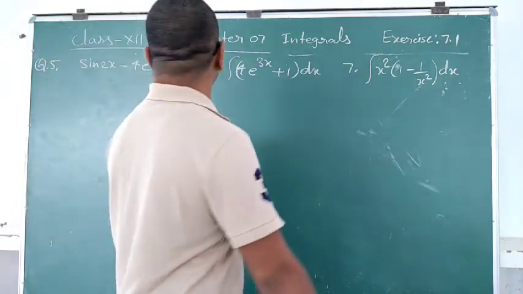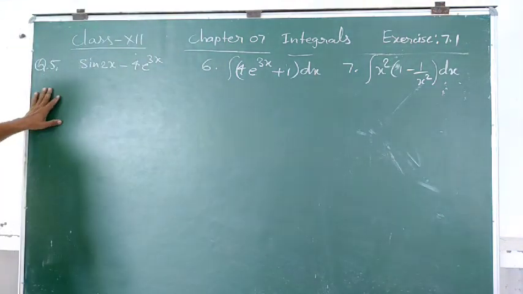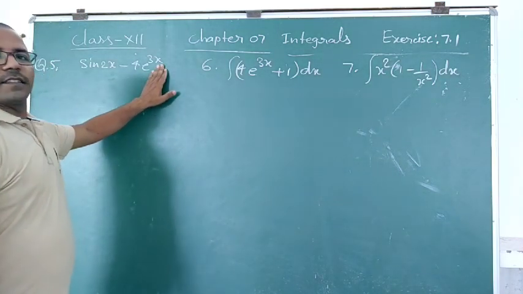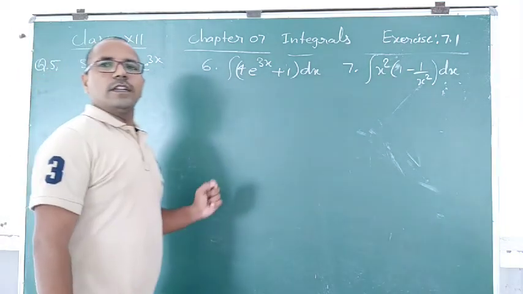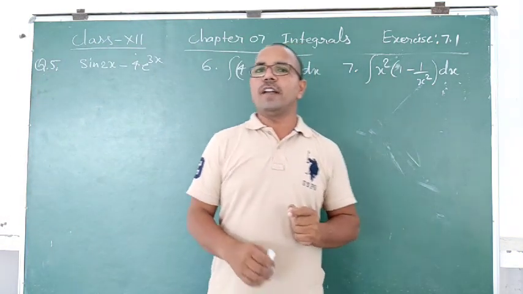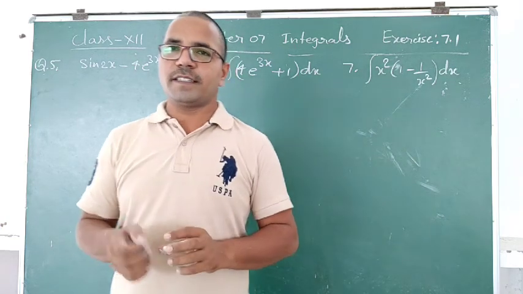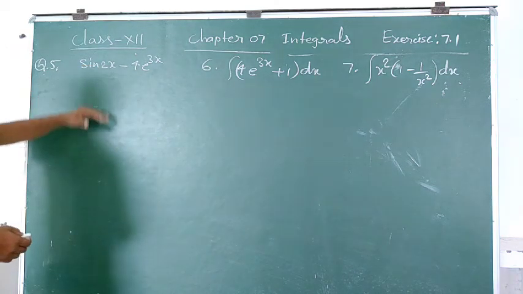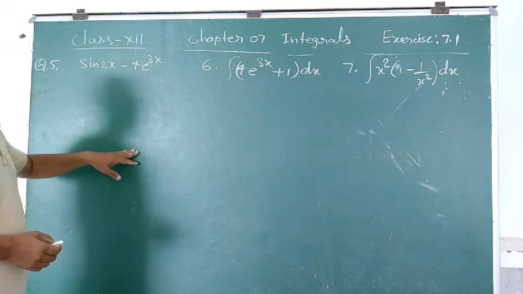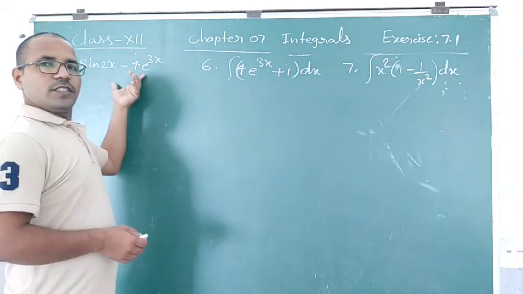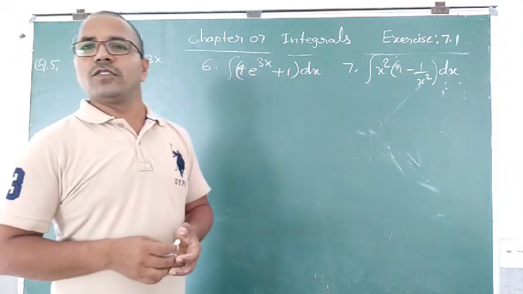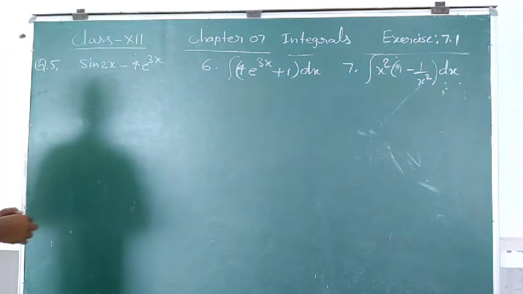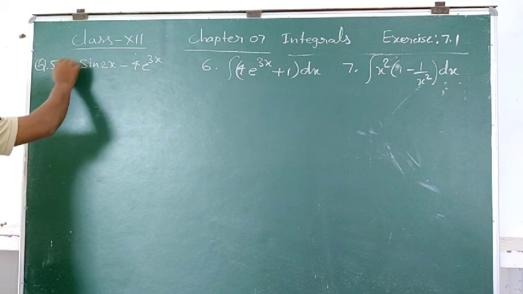Now students, let's see question number 5, that is sin 2x minus 4 e to the power 3x. This much is given here. One thing we have to do here: we have to integrate by the method of inspection also. Method of inspection means after getting the integral, we differentiate and we will get the same question back, as we have done with the formula. You can do it as we have done in the last video. Now let's see how we can solve this thoroughly.